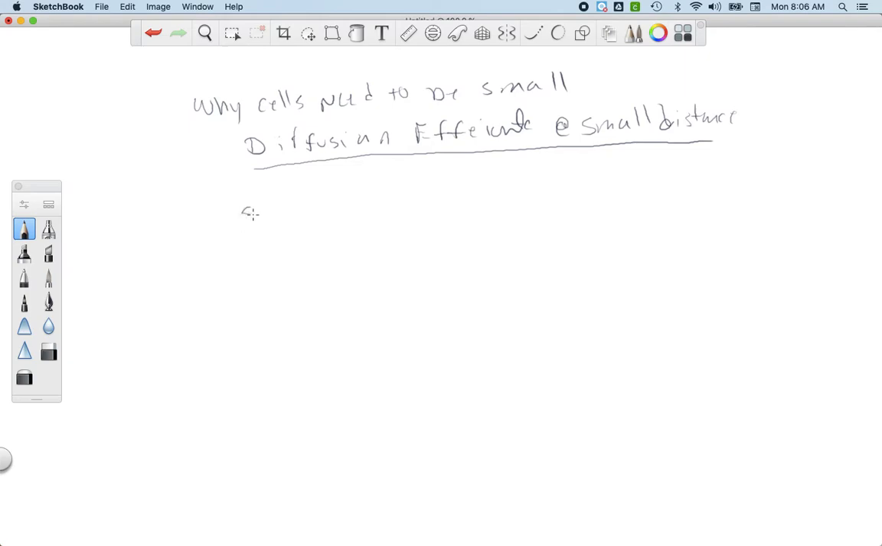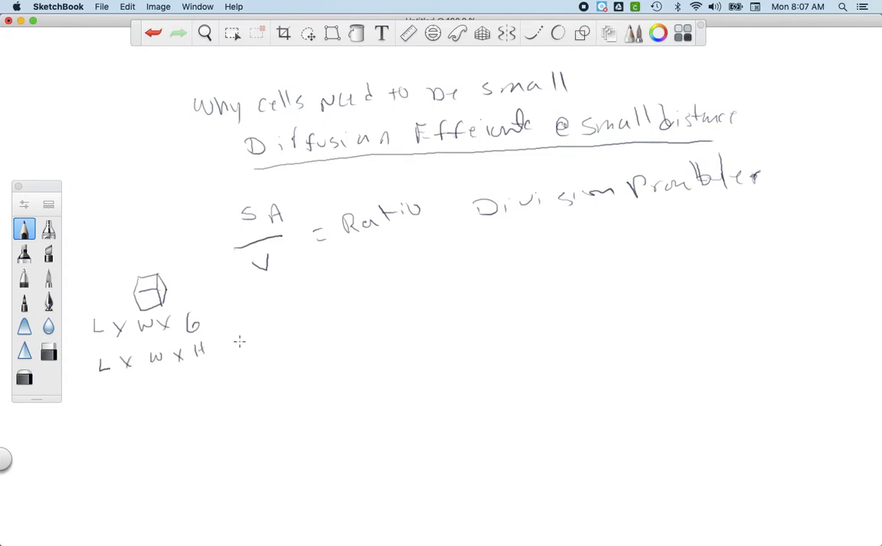The other thing we talked about was the surface area to volume ratio. A ratio is a division problem. So let's look at what happens if we took a cube, which is a simple way to do surface area to volume ratio, a three-dimensional cube. We would determine the surface area by the length times the width times 6, because there are 6 sides to a cube. We would define the volume as the length times the width times the height.